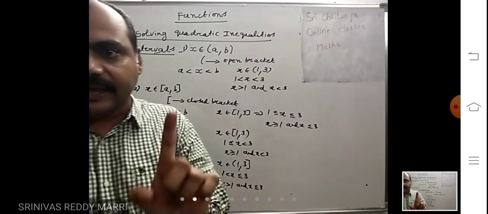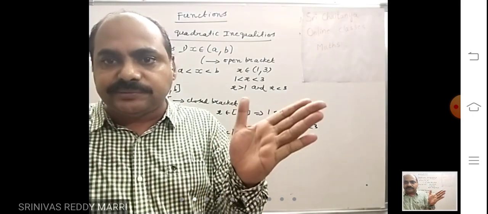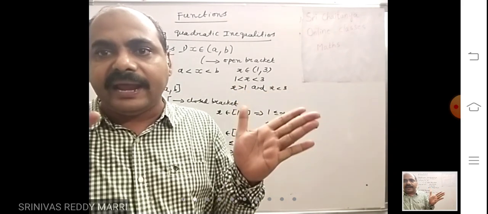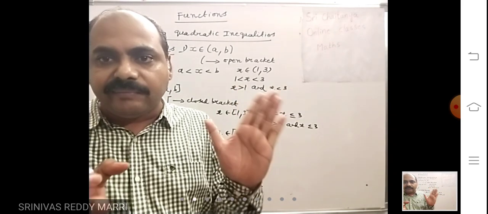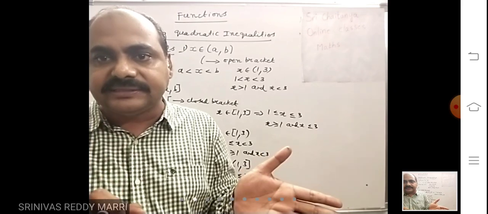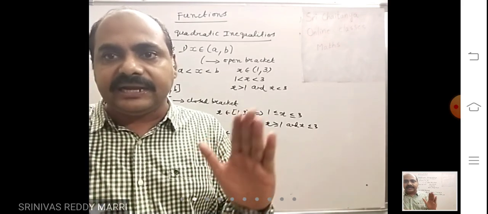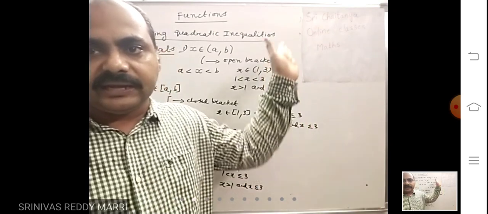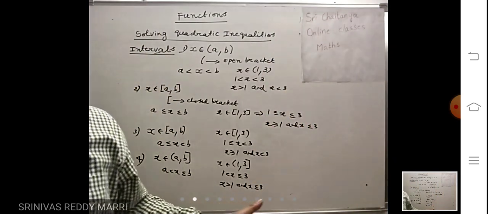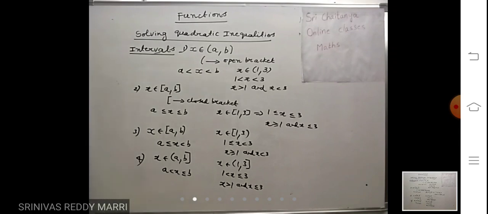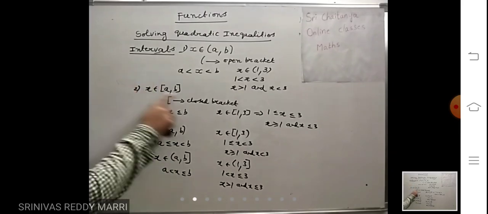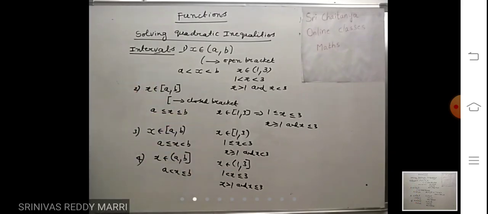Whenever this interval is there, you have to understand that numbers between the first number and the last number, if an open bracket is there, then that number is not included. If a closed bracket is there, that number will also be included. These 4 intervals have this meaning. These 4 are called intervals. If you are writing in these brackets, this is called an interval.